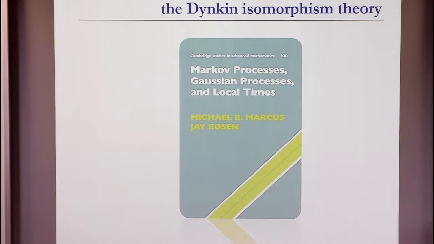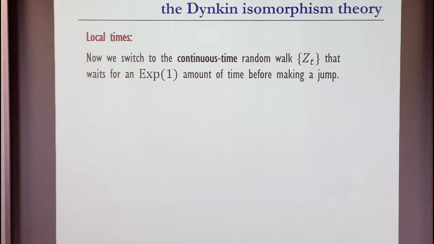This is just a book about the theory. First we need the definition of the local times. Before we had the discrete time random walk, now we'll switch to continuous time random walk. It's the same as the discrete time random walk, except that we wait an exponential amount of time at the vertex before we jump. The sequence of jumps is exactly the same as a discrete time walk. We're just spending a random amount of time at a vertex before we move on.